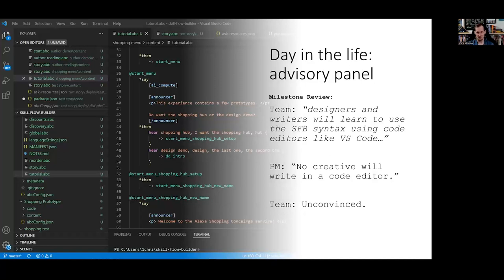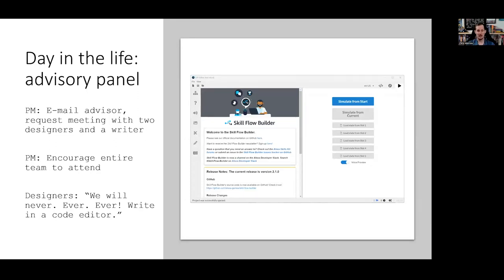Challenge accepted. So again, real life, said product manager emails one of our advisory panel members and sets up a meeting with two of their designers and a writer to get some feedback on this syntax. That PM also invites the entire team to attend and has our team's designer walk the members from the advisory panel through the syntax and get their feedback, which generates this verbatim. We will never, ever, period, ever, exclamation point, write story in a code editor.